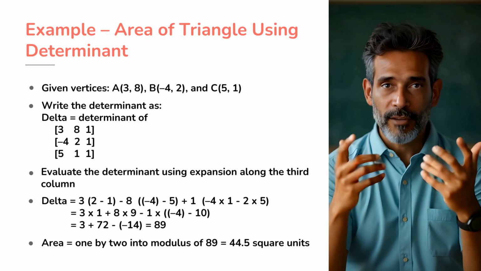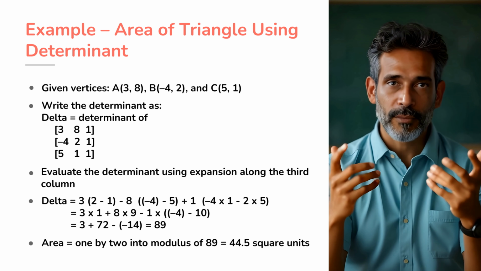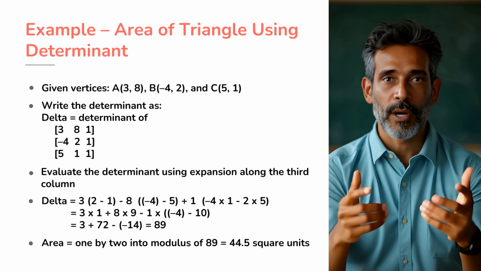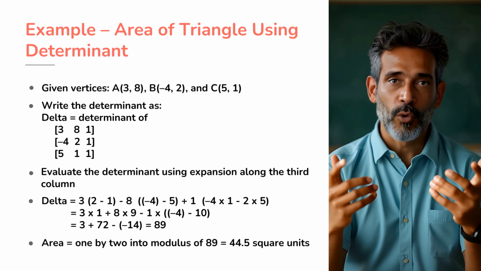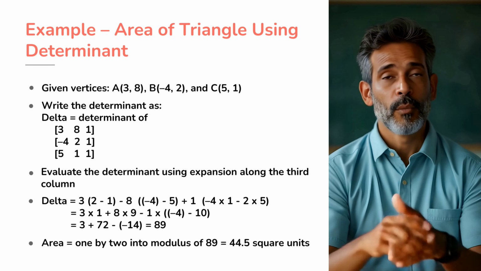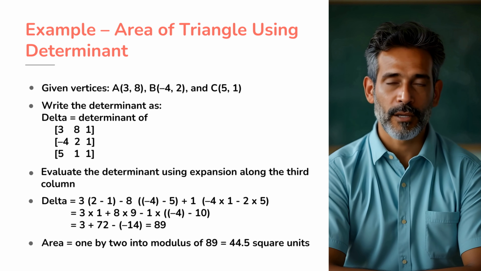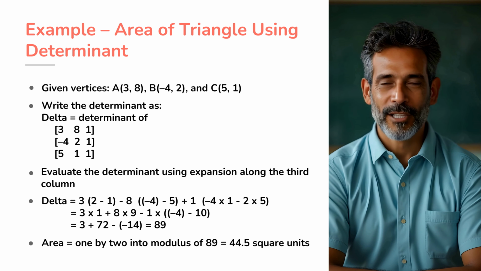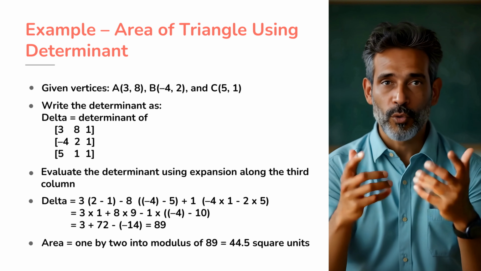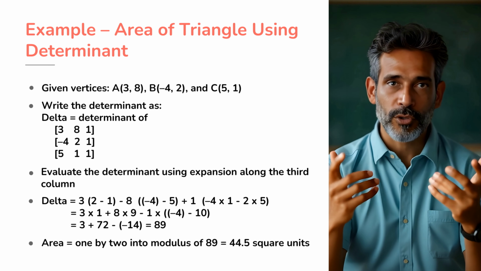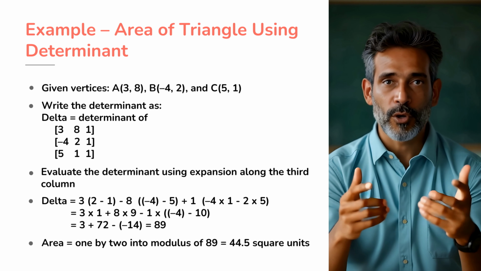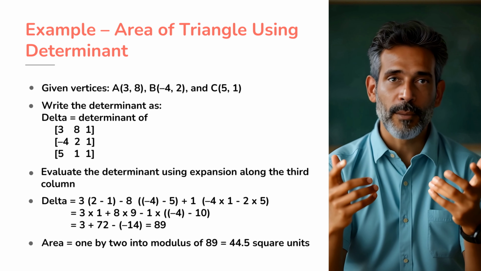Alright, let's dive into a real example. Suppose we are given 3 vertices, A as (3, 8), B as (-4, 2), and C as (5, 1). We form the determinant matrix: row 1: 3, 8, 1; row 2: -4, 2, 1; row 3: 5, 1, 1. Now let's compute the determinant step by step.